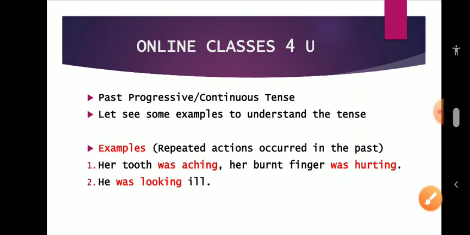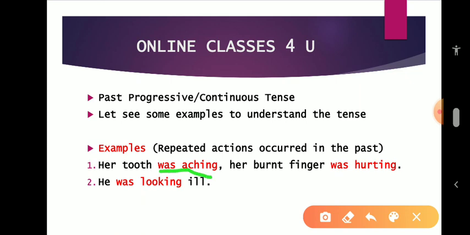Past progressive or continuous tense, if we want to understand what type of tense it is, we have to go through some examples. The first one is: her tooth was aching, her burnt finger was hurting. So we can see here was aching and was hurting. Second example, he was looking ill.